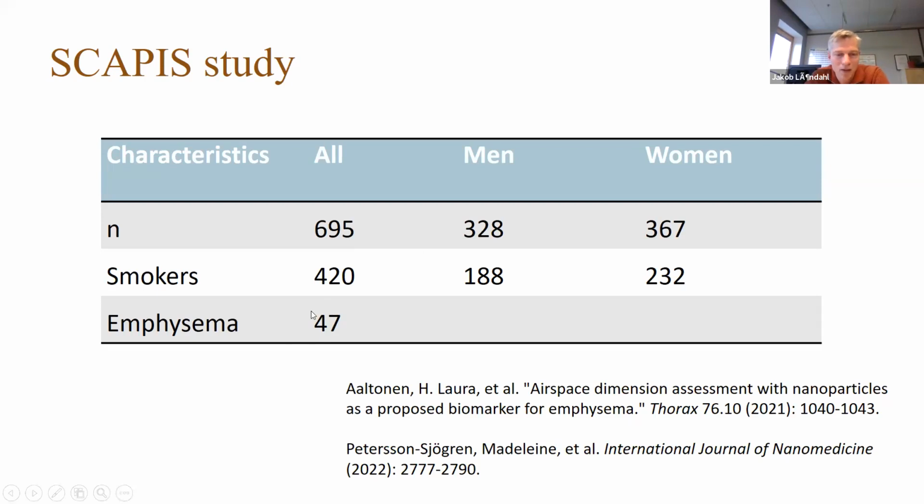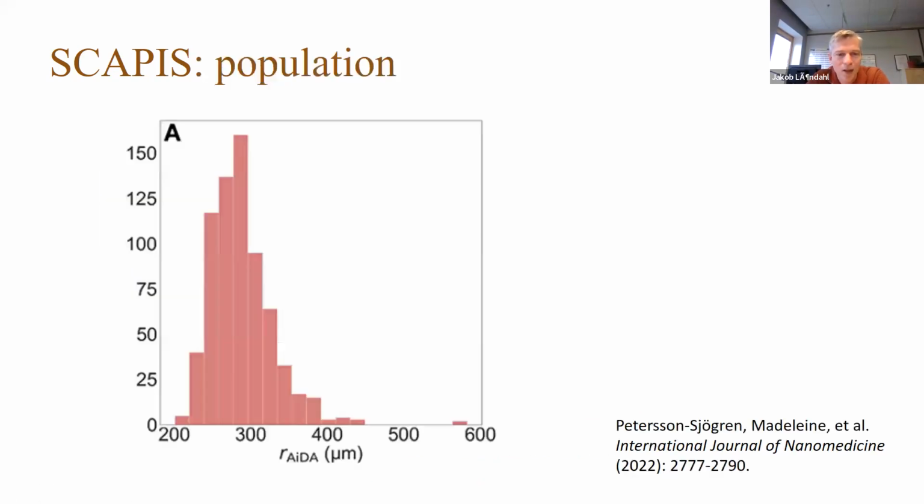They were not actually patients. They had emphysema that was detected in a CT made during this cohort study. So early emphysema, which they didn't know about before coming. The dimensions of the alveoli that we measured with the aerosol particles were, well, most were normal, but some had larger airspace radius.